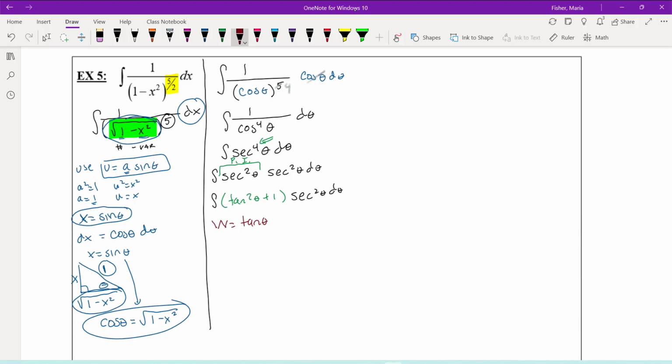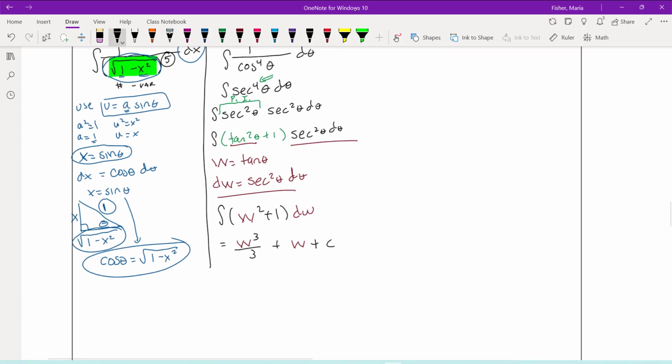If w is equal to the tangent of theta, then we know that dw is going to equal secant squared theta d theta. We then can write this as the indefinite integral of w squared plus 1 dw. Well, that's something that I can integrate. If I integrate that, I get w cubed over 3 plus w plus c. Getting out of w's and going back into thetas, we know that this is 1/3, and then instead of w, I'm going to write tangent.